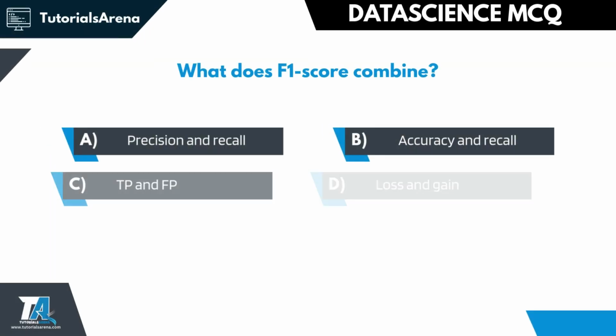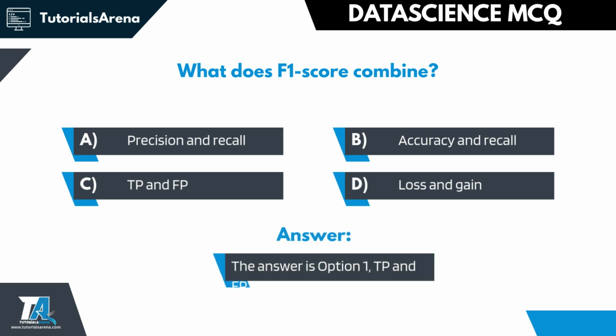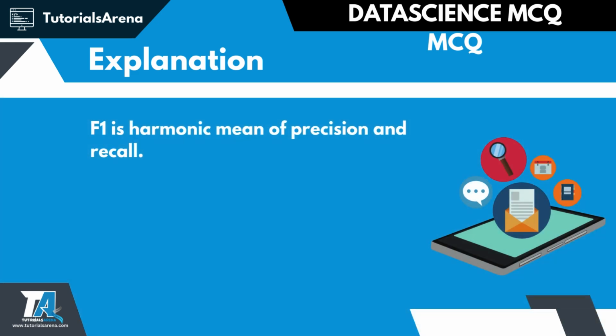What does F1 score combine? The answer is option A, precision and recall. F1 is harmonic mean of precision and recall.